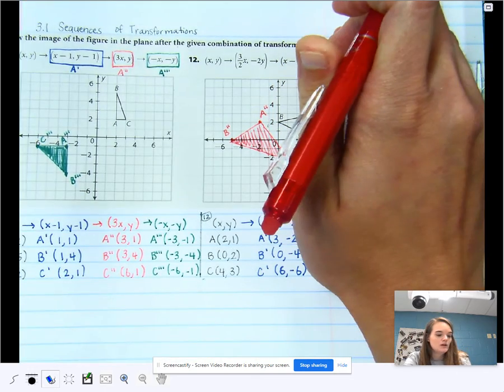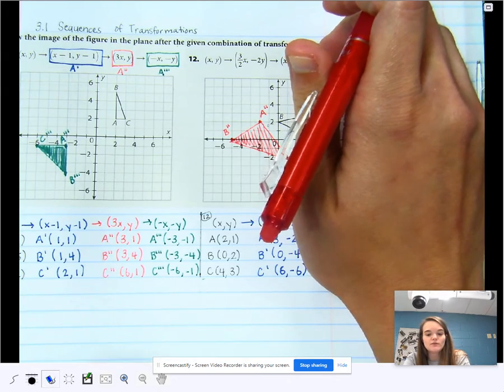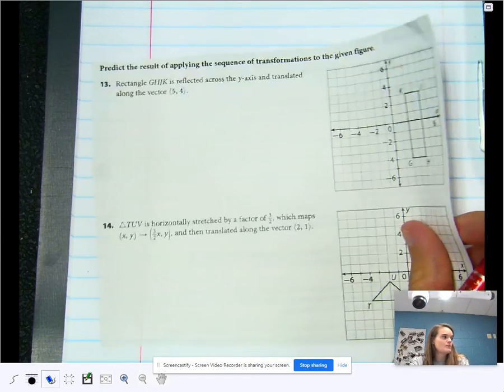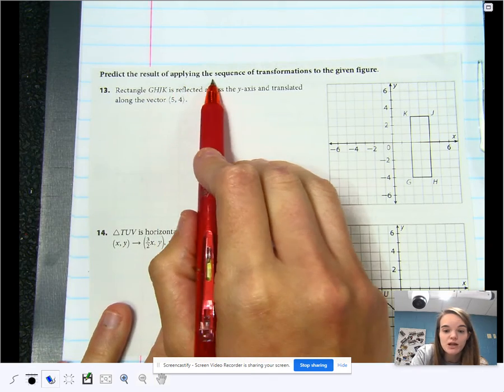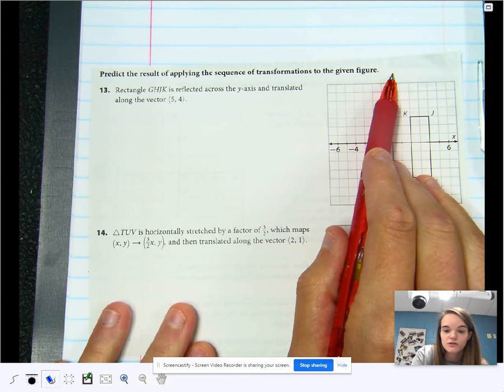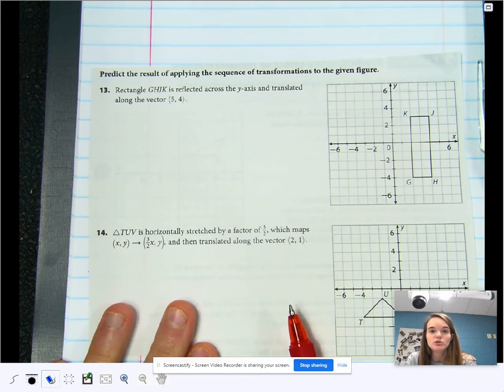Okay. Now, we're going to work on 13 and 14. See, mine won't even fit right now. That's okay. I'm just going to move this notebook for now. Here's 13 and 14. We're going to work them out, then we'll glue it in. So these say predict the results of applying the sequence of transformations to the given figure. Here is what I am going to do, and it's a good idea for you to do that as well.